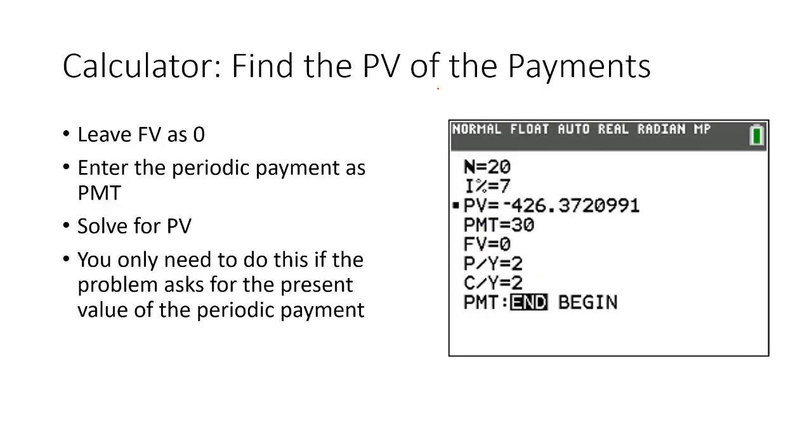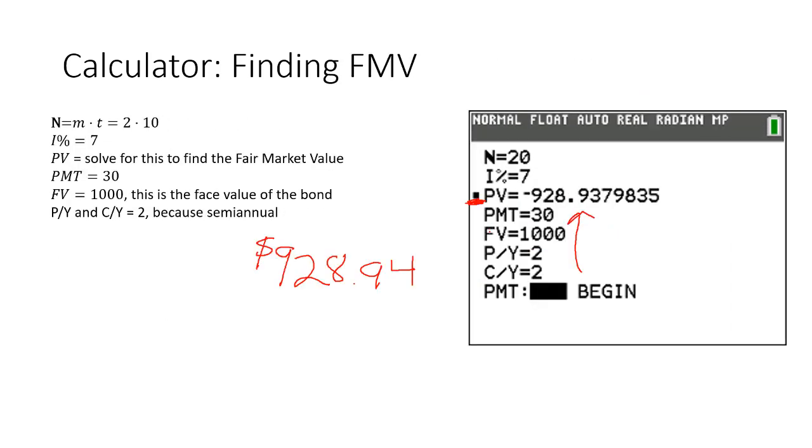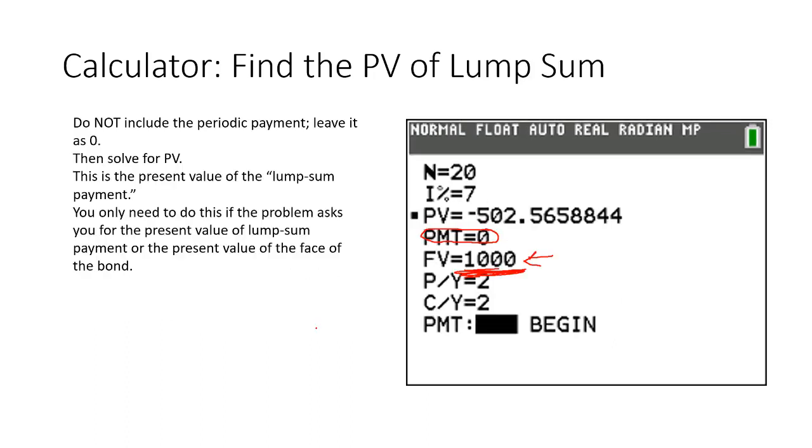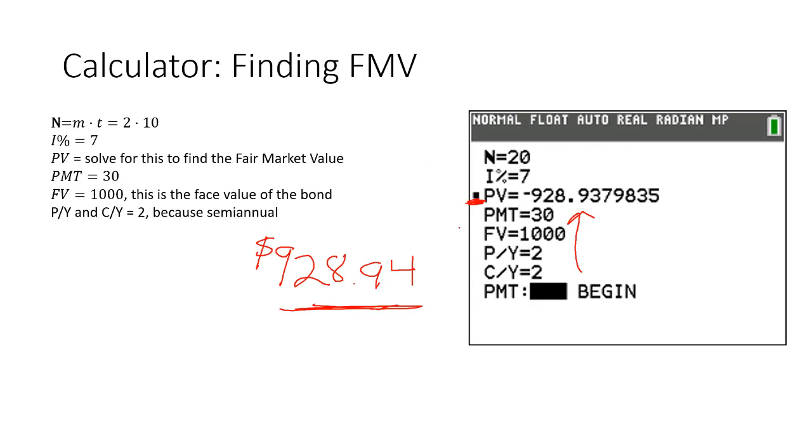Similarly, to find the present value of the payments, same thing, but here you leave future value as 0, and you include the periodic payment. Then again, you go up and you solve for present value, and you get $426.37. If we added 426.37 and 502.57, we would get this amount. So you only have to do this if the problem specifically says find the present value of the payments or the periodic payments, or find the present value of the lump sum payment or of the face value of the bond. Otherwise, use this combined approach, which is faster.